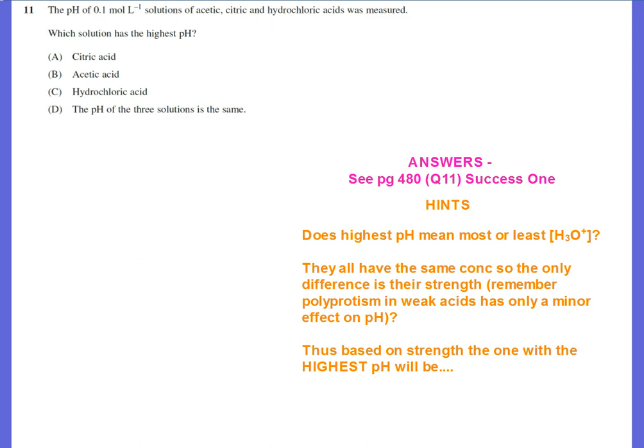Alright, if you want to check your answers, you can go to page 480 of Success 1. It's question 11. But if you're stuck, let's have some hints. Does highest pH mean most or least hydronium ion concentration? Now they all have the same concentration, so the only difference between the 3 acids is going to be their strength. And remember that polyprotic acids and weak acids have only a minor effect on the pH. So based on the strength of those 3 acids, the one with the highest pH will be... Let's see if you can figure that out. Let's go to the next question.